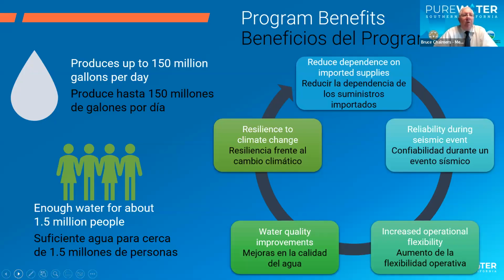With a capacity to produce about 150 million gallons per day, it will produce enough water for about 1.5 million people. Our program has many benefits. It will reduce our dependence on imported water supplies. It will increase our reliability during seismic events on the San Andreas Fault. It will increase Metropolitan's operational flexibility and improve our water quality. And because it's not based on rainfall, our purified water is resilient to climate change. Next slide.